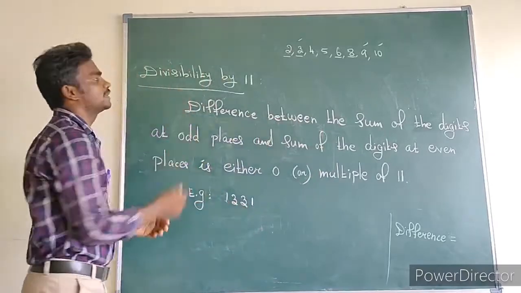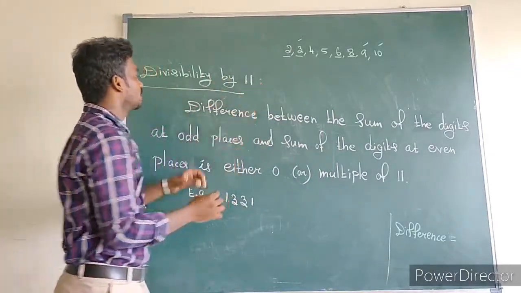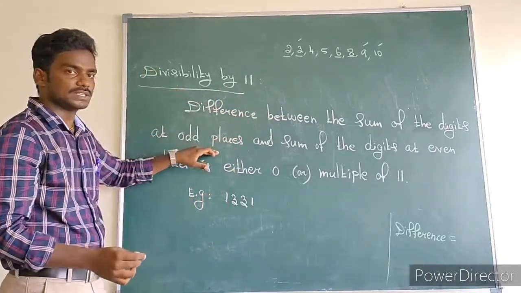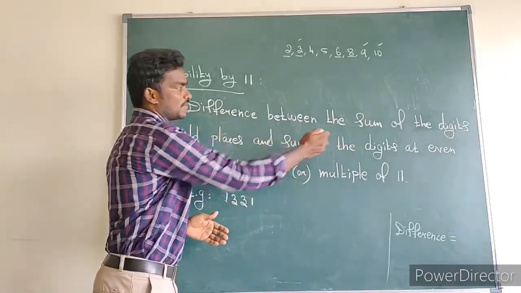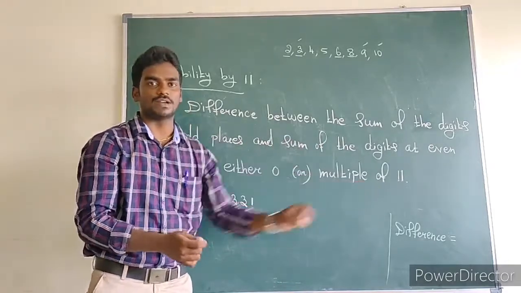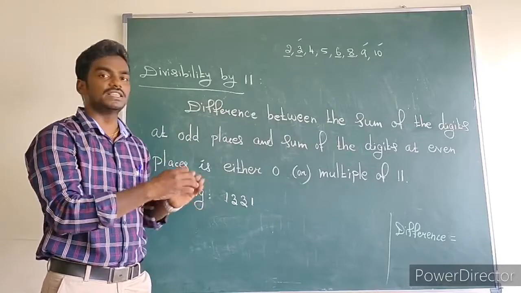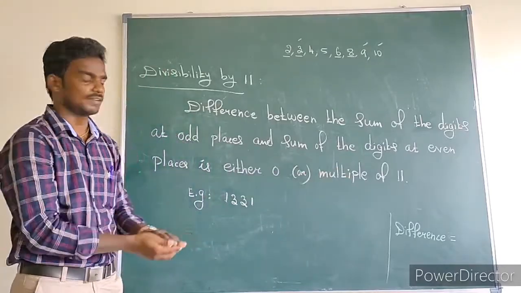Next one, the divisibility condition for 11. The divisibility condition for 11 is so important. See, the difference between the sum of the digits at odd places and the sum of the digits at even places is either 0 or a multiple of 11. That means the number is divisible by 11.